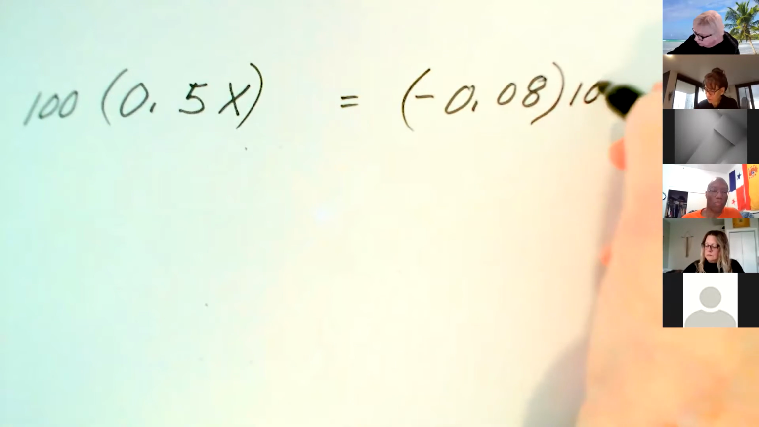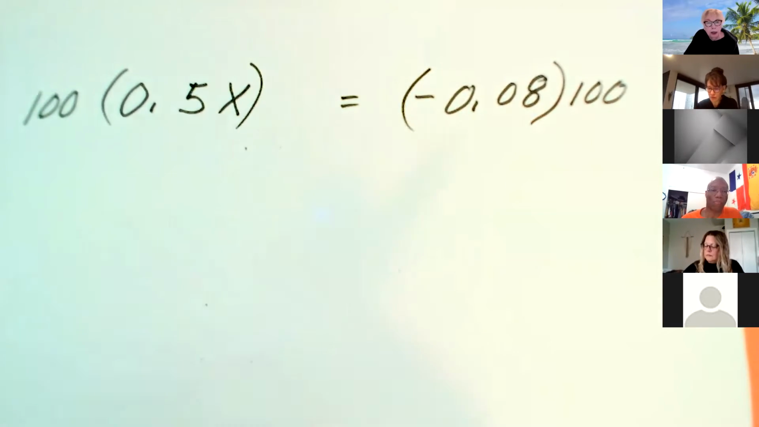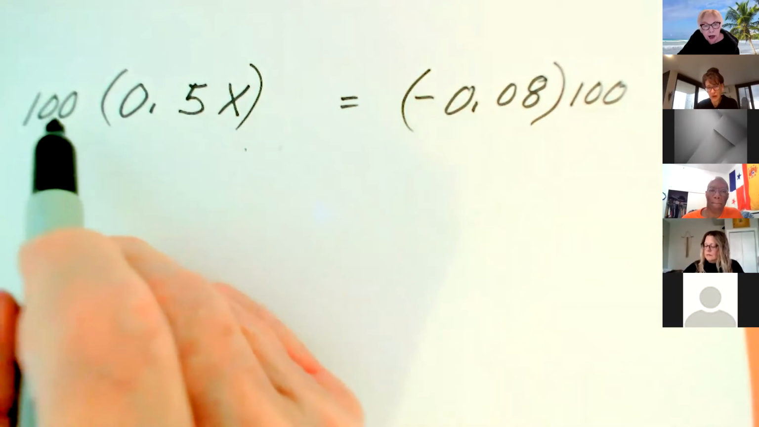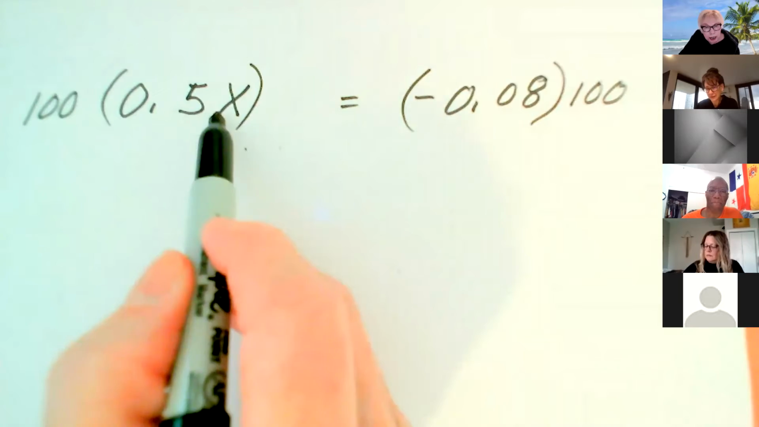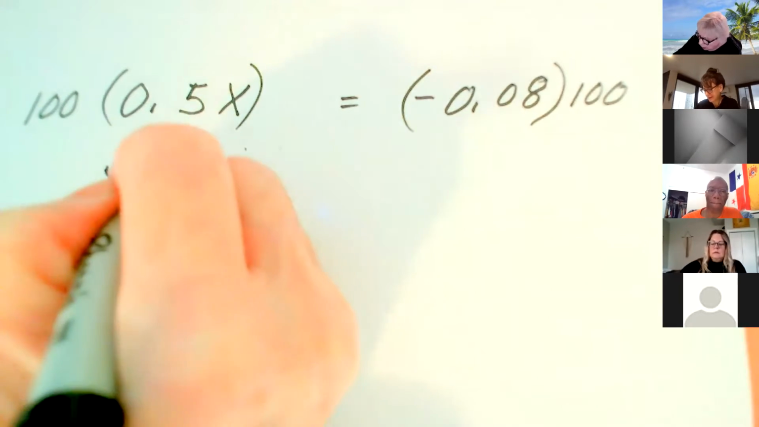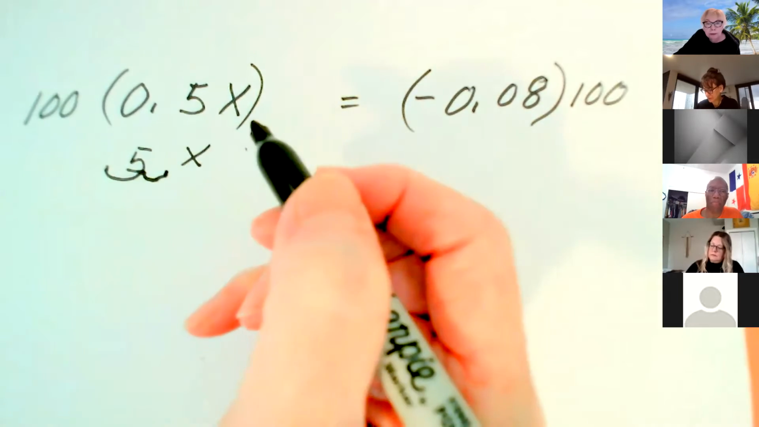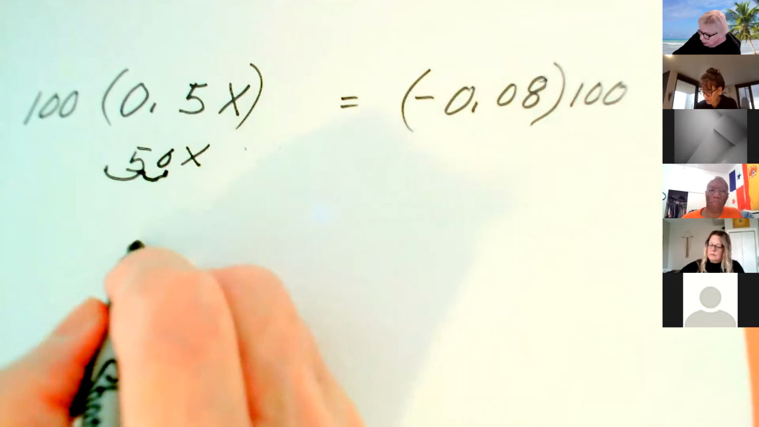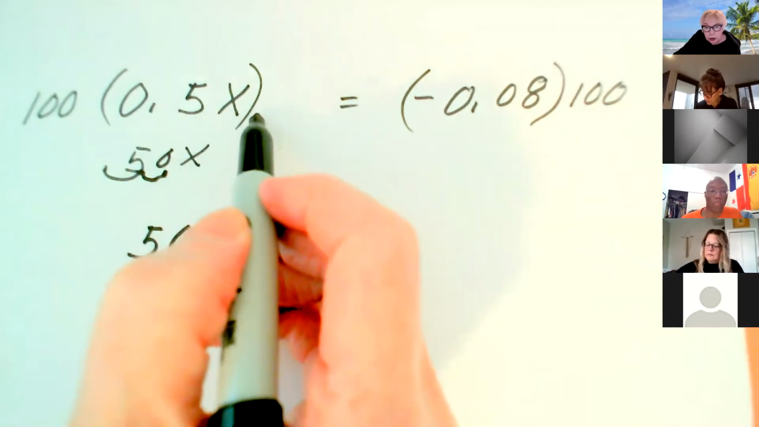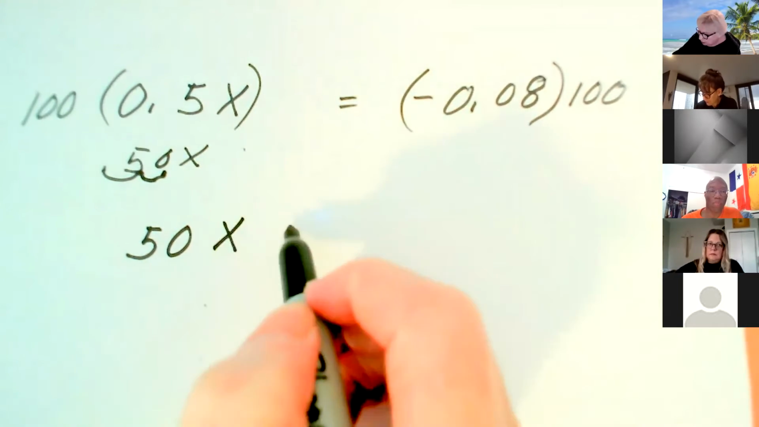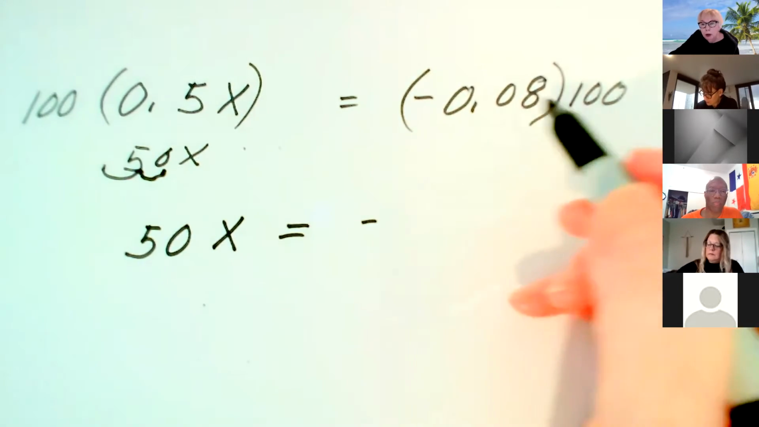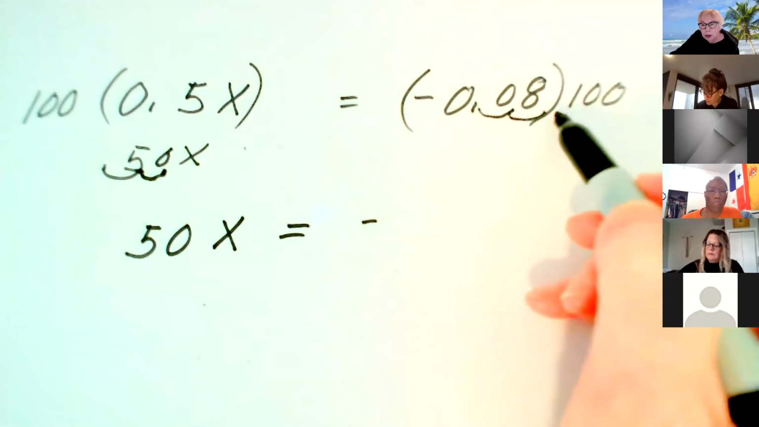On both sides. Now, multiplying decimals by 10 and 100 and 1,000 is nothing more than a decimal shift. So 0.5x would be 1, 2. So it would end up being 50. 1, 2, 50x. This one here, the negative's not going to go away, but multiplying by 100 is 1, 2.